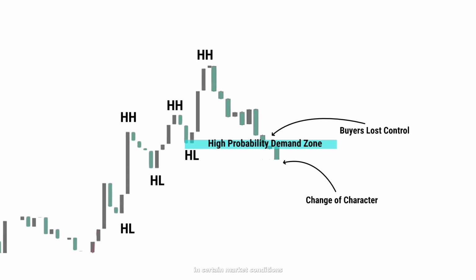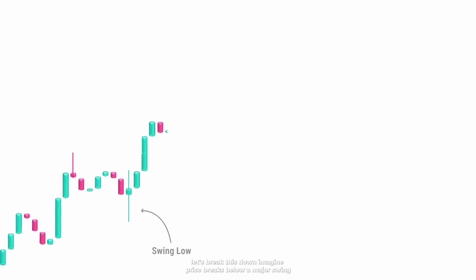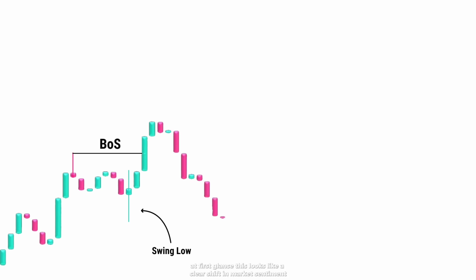In certain market conditions, what looks like a reversal might actually be a trap. Let's break this down. Imagine price breaks below a major swing low that initially sparked a bullish breakout. At first glance, this looks like a clear shift in market sentiment. But if you check the left side of the chart, you might notice that this level sits right in a liquidity hotspot, where many traders likely went long and placed stop losses just below.